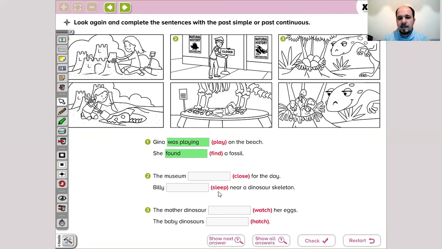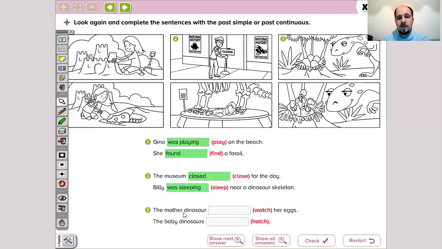Sleeping is a long action, so we should use past continuous here. Closing is a short action, so we had better use past simple here. Like the museum closed for the day. Billy was sleeping near a dinosaur's skeleton.